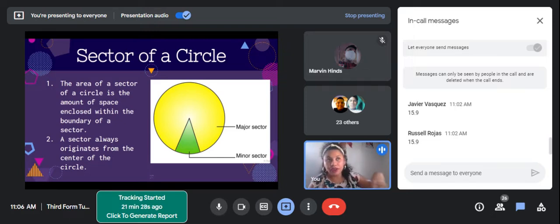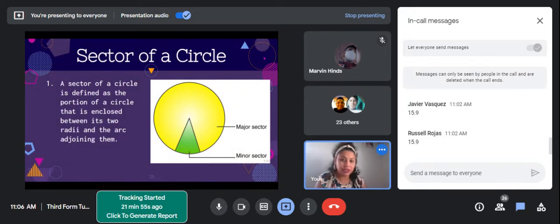So we can't just say the big part of the circle or the small part of the circle or the slice that I cut out. We refer to it as the minor sector and the major sector. A sector always, and I'm stressing this, always originates at the center of the circle. If I were to just cut out a slice at random from the circle, it might not be a sector, even though it has that same shape. So we have to be very careful and look at what the question is giving us.